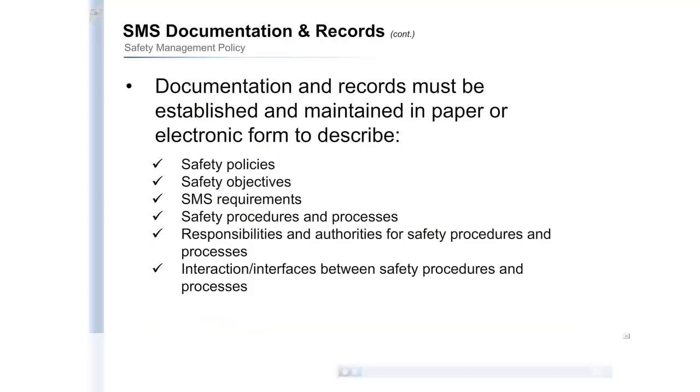Documentation and records must be established and maintained in paper or electronic form to describe safety policies, safety objectives, SMS requirements, safety procedures and processes, responsibilities and authorities for safety procedures and processes, and interaction interfaces between safety procedures and processes.